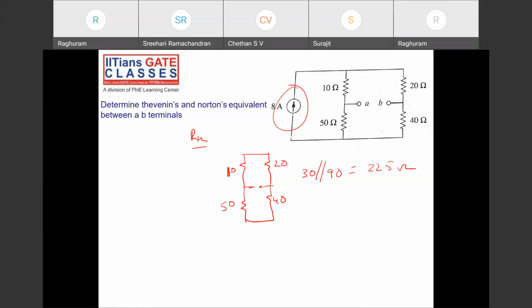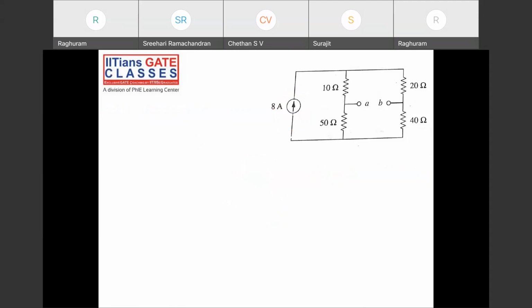So how to find V Thevenin here? So how do you want to do this? So resistance is equal in both the arms, so 8 ampere will be divided equally. So V Thevenin will be the voltage across 50 ohm minus voltage across 40 ohm. Yes. So as you can see, these two are in parallel. So 50 and 10, 60, 40 and 20 is 60. So equal resistances divide current equally. This is 8 amps. So 4 here and 4 here.